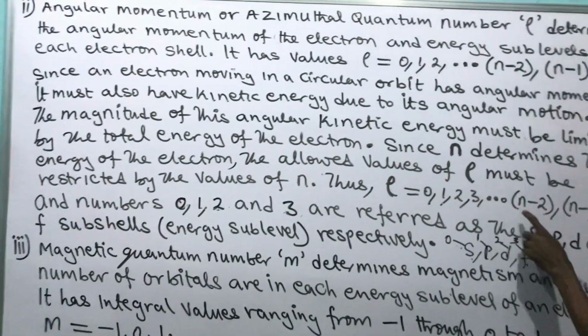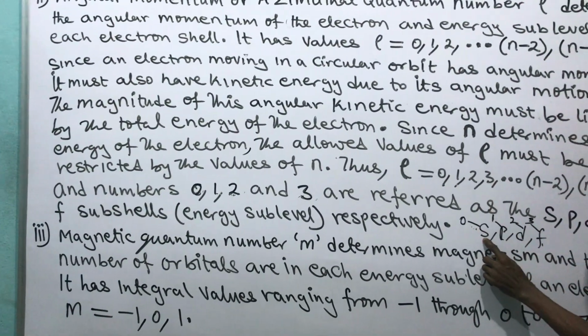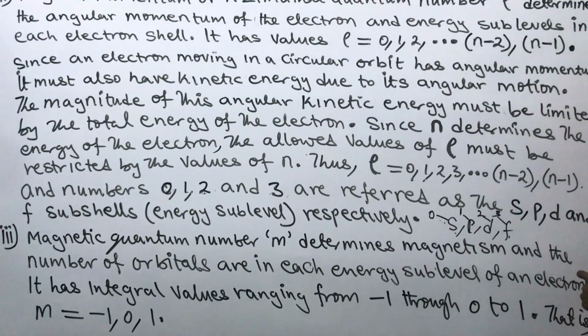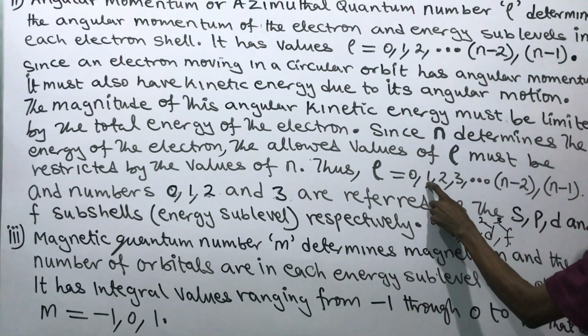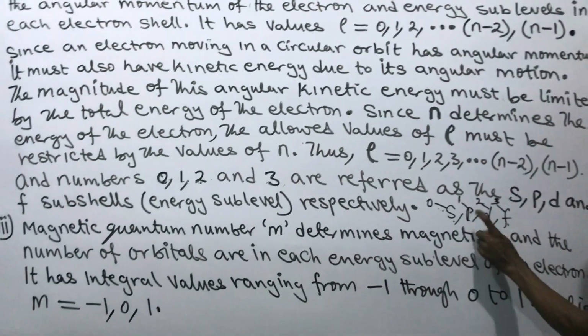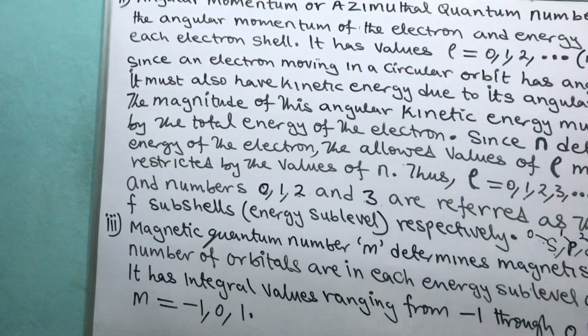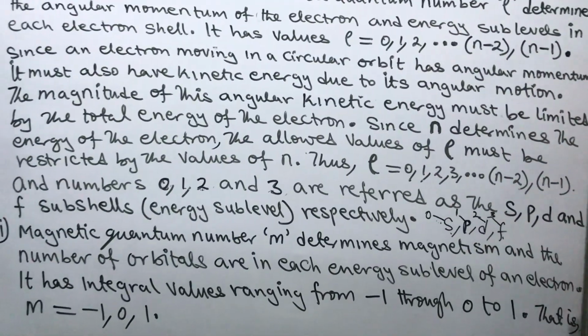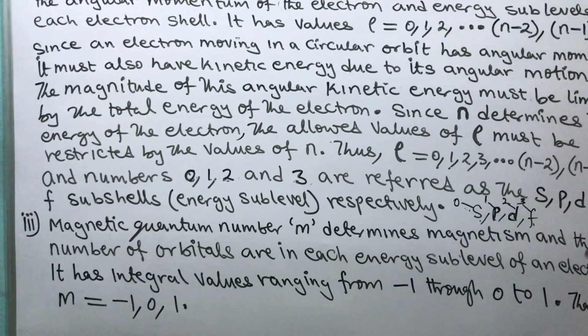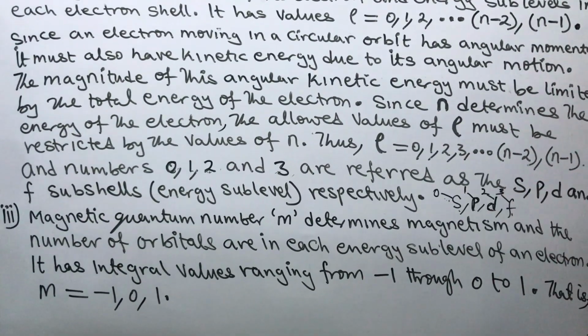If angular momentum is 0, that means we are talking about the S orbital. If angular momentum L is equal to 1, we are talking about the P orbital. I think you are following what I'm talking about here. Then if it is 2, we are talking about the D orbital. Then if it is 3, we are talking about what?